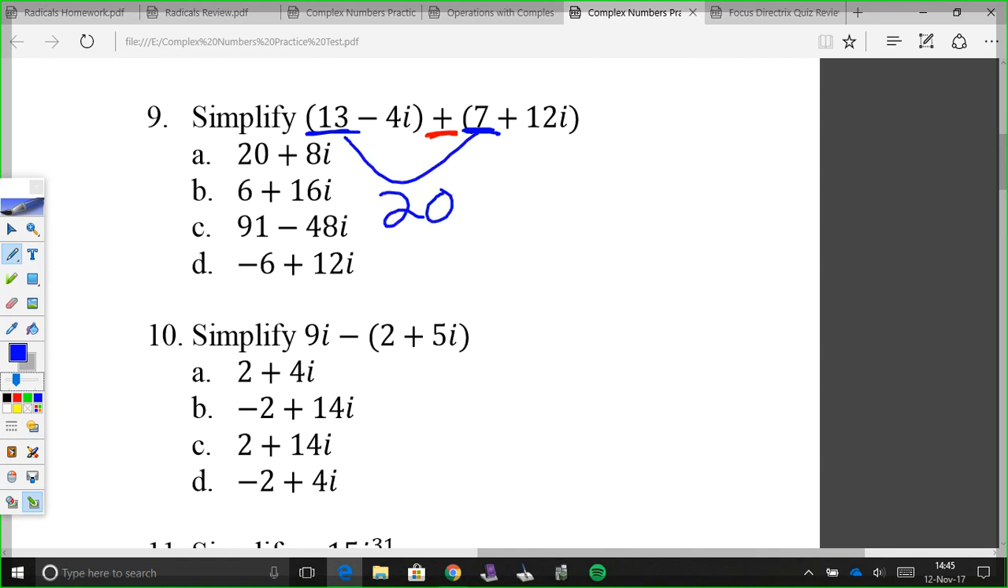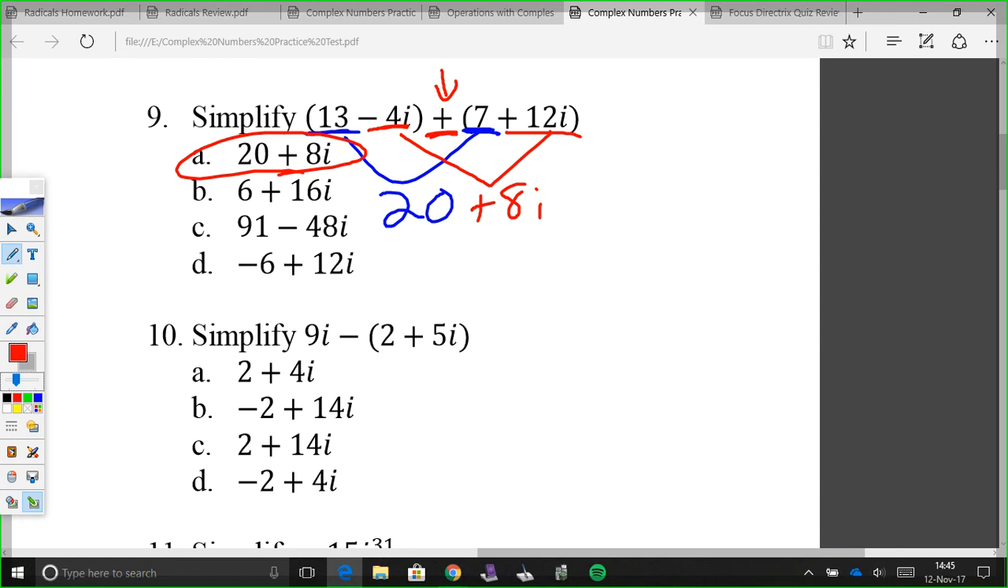And then what other like terms do I have? Well, I have negative 4i plus 12i. So negative 4i plus 12i would be 8i. So my answer would be 20 plus 8i. All right, just combine like terms. Do not multiply any of this because I'm not supposed to. It doesn't say to multiply, right? It says to add. So make sure you're following your instructions here.